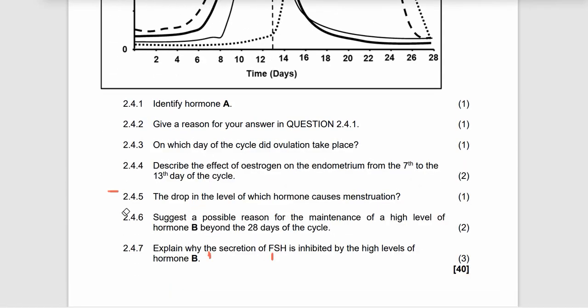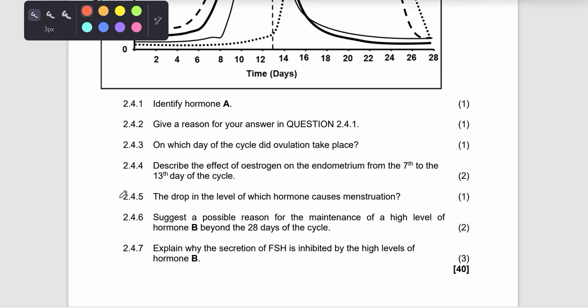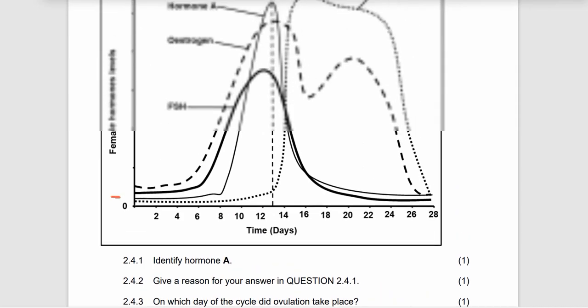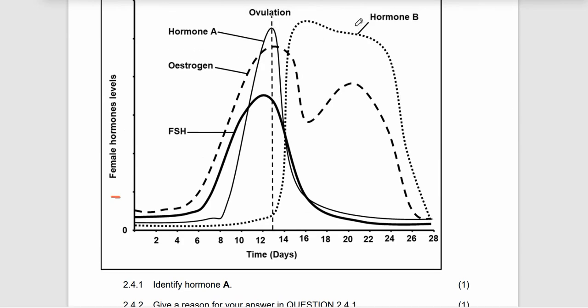Let's move now to 2.4.5. The drop in the levels of which hormone causes menstruation? This question basically asks which hormone, when it drops, causes menstruation. It's the progesterone, which is hormone B. How do I say that hormone B is progesterone?